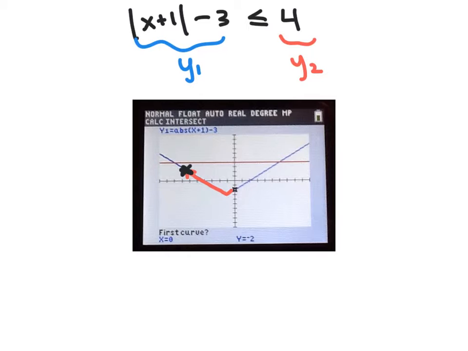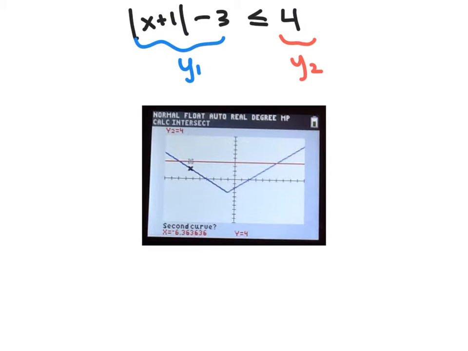Once my cursor is closer to my desired intersection point, I'm going to press Enter, and I will obtain a screen like this. Notice the cursor automatically jumps to the second curve, and it's a lot closer to the intersection you wish to calculate. From here, we're going to press Enter one more time, and then we will obtain the next screen.